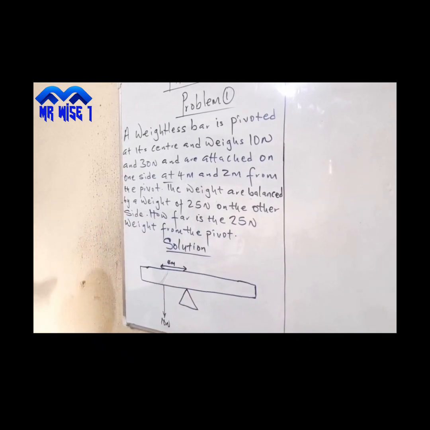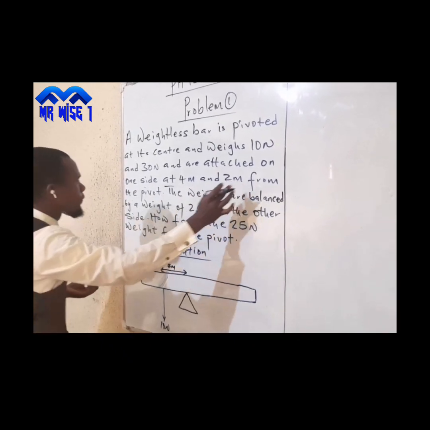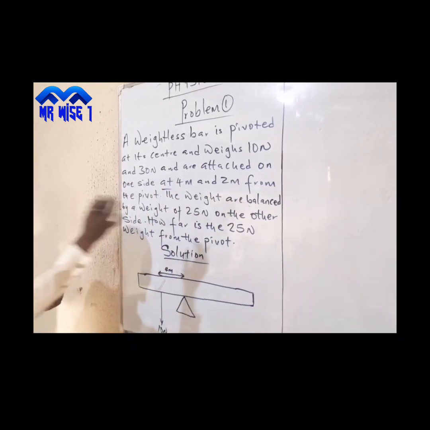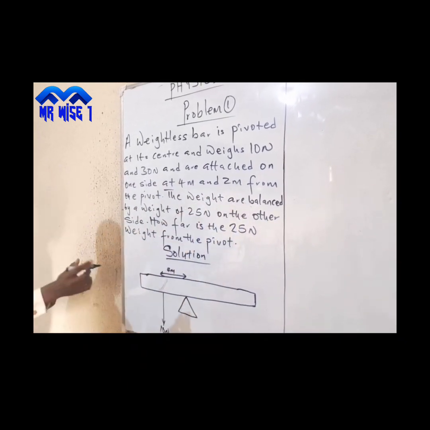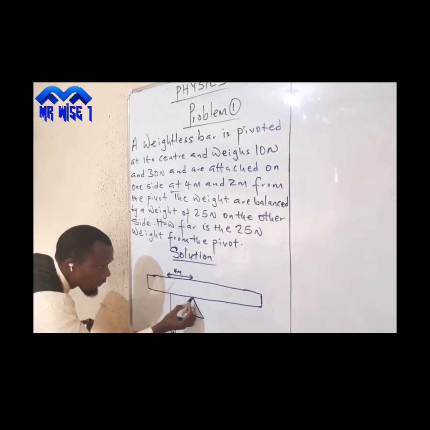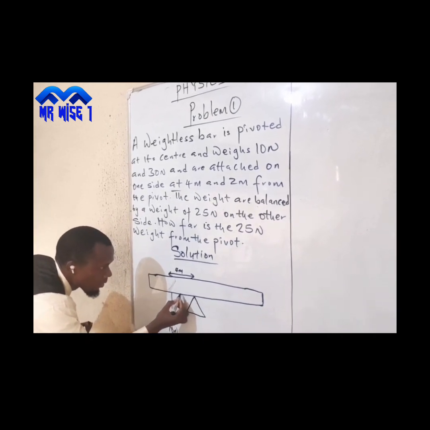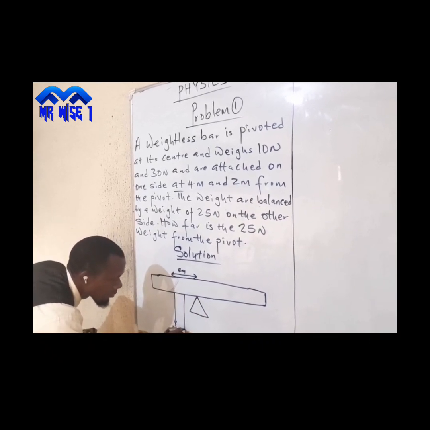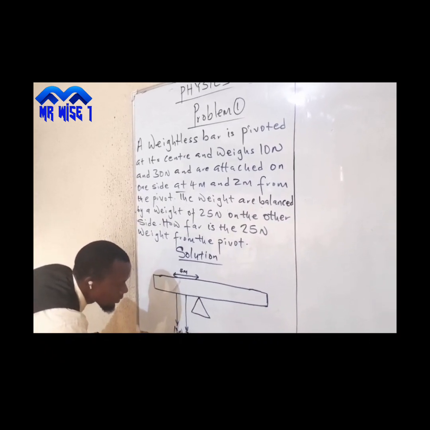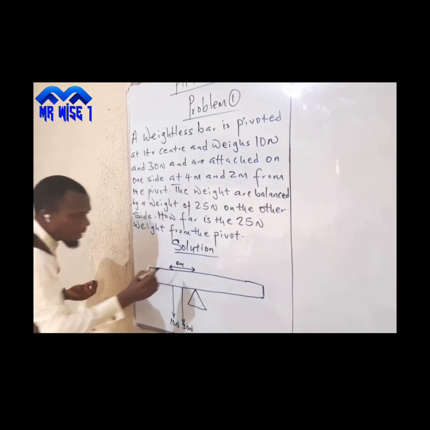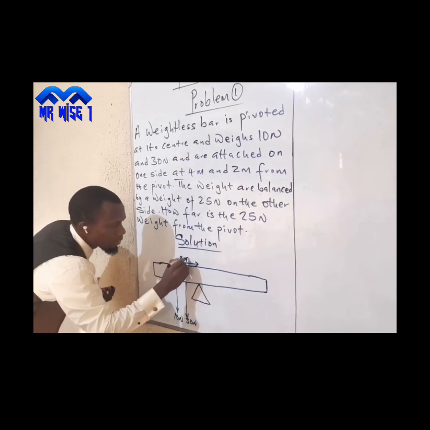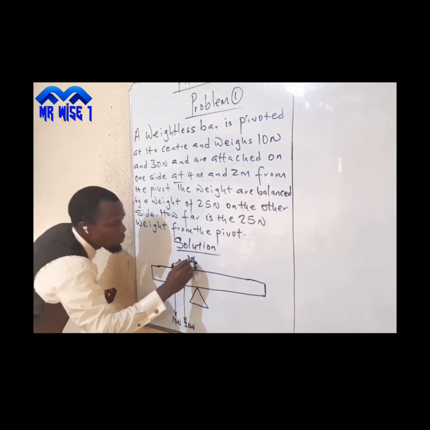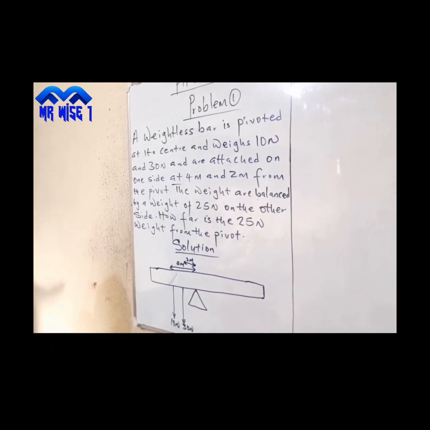Now it says 2 meter from the pivot as well. That means this 30 Newton is hung at 2 meter. Let me say from this point to this point is 2 meter. So from here to here is 2 meter, and the 30 Newton force is hung there. From this point to this point is 2 meter. Let's proceed.